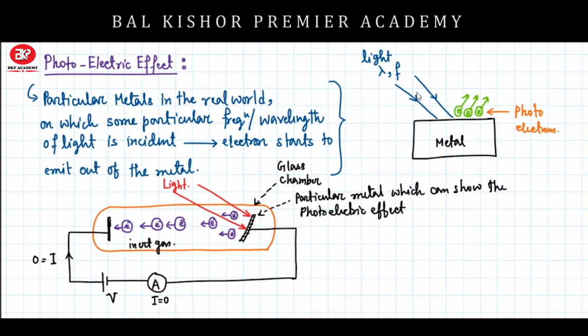Now suddenly we can see there will be a flow of current of some value, I equals I1. Before, the current value was 0, but when we incident the light, due to the photoelectrons, this discontinuity will not be there. The current will be carried by these electrons, so we will get some value of current. This is the proof of the photoelectric effect: after light is incident on the metal, the metal will emit some electrons, and those electrons will carry the current.